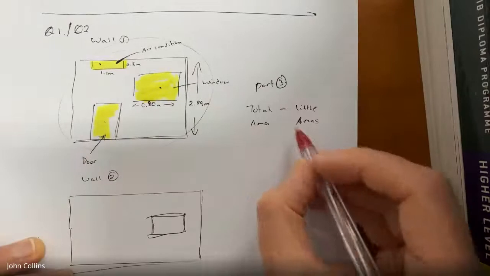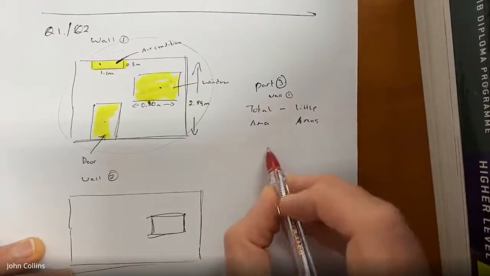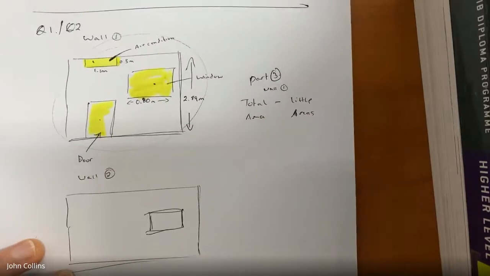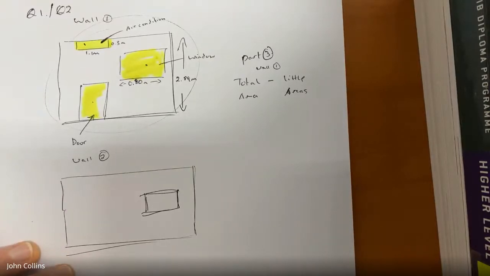So do it as, and then label it as well, wall 1 area, wall 2 area, wall 3 area, wall 4 area, ceiling area, and then add them all up together to get a total surface area. So that would be my hint for part 3.